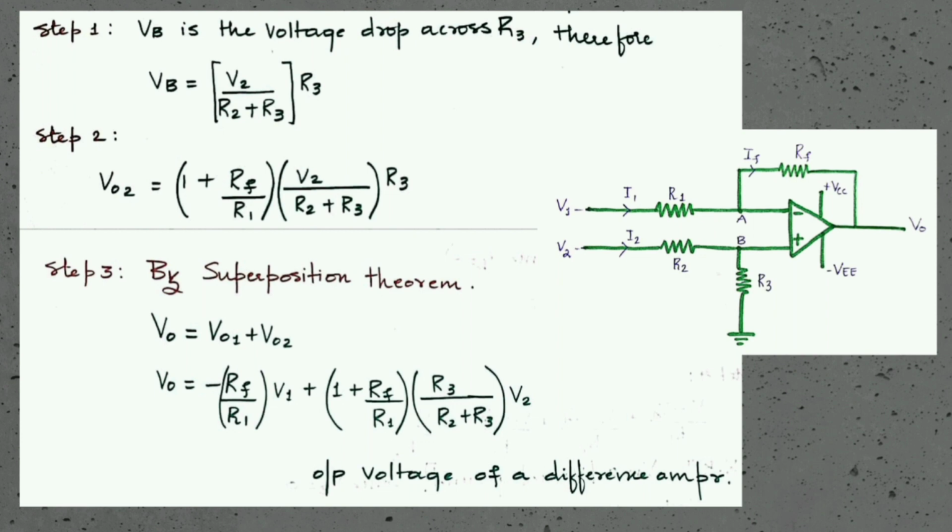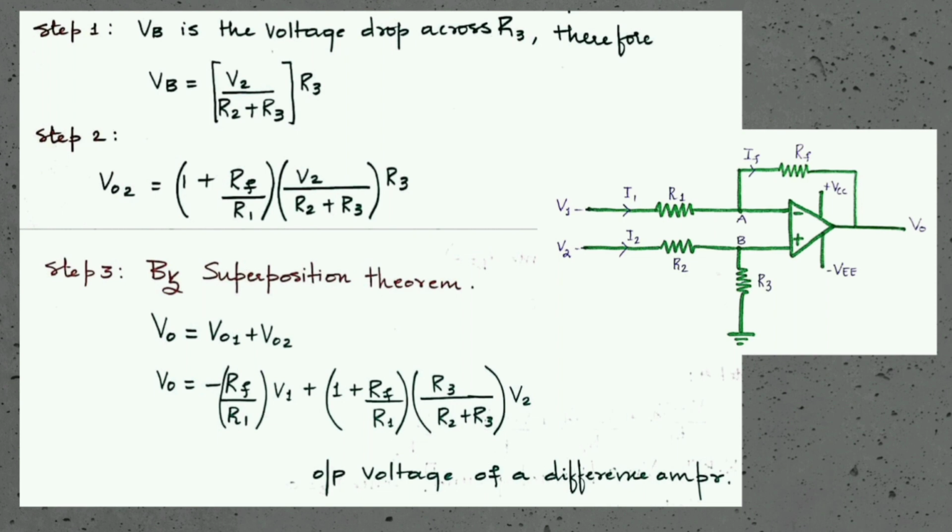Now, to achieve VB, step number 1. VB is the voltage drop across R3. Therefore, we will be applying the voltage divider rule across those resistors, because the resistors R2 and R3 are in series. So by applying the voltage divider rule, we get VB equal to the total voltage, that is V2, into the resistor across which we are finding the voltage, that is R3, divided by the sum of the resistances, that is R2 plus R3.